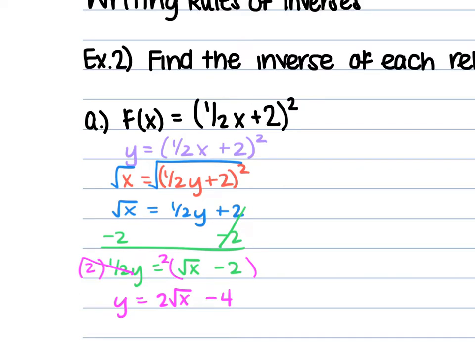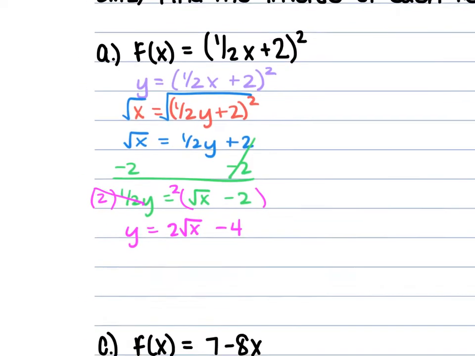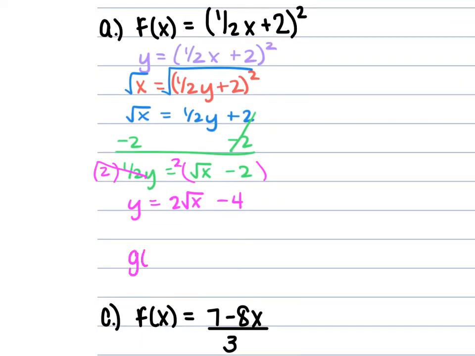With this, we can actually rewrite it to be g of x. So g of x is equal to 2 square root x minus 4.